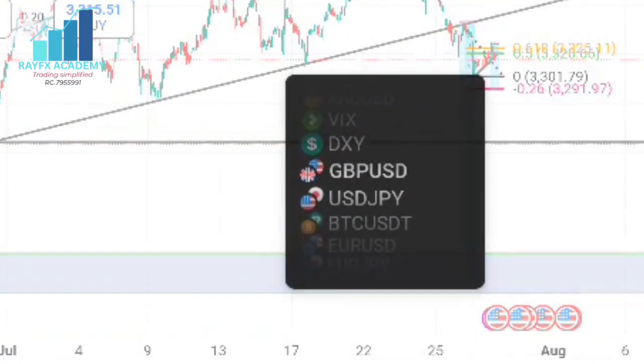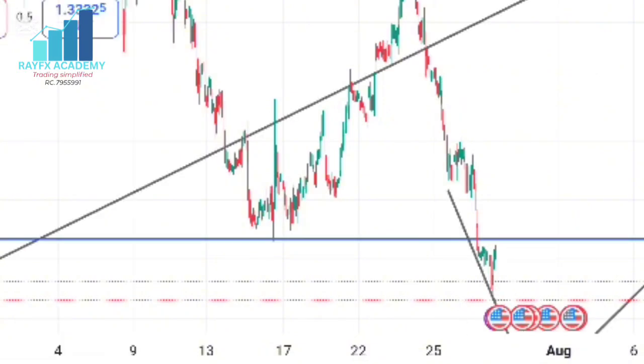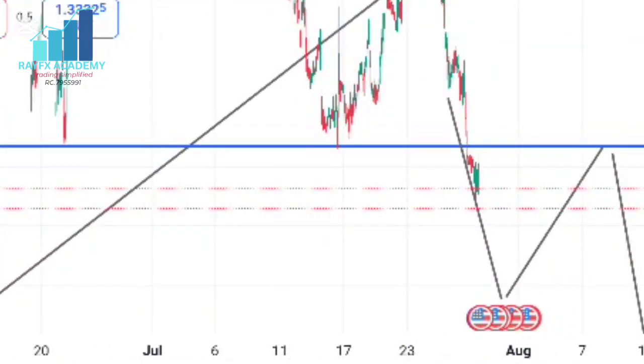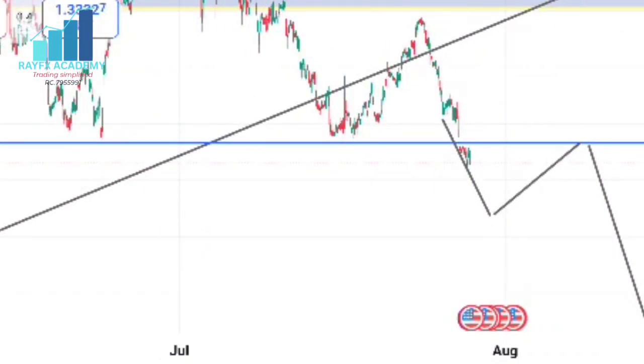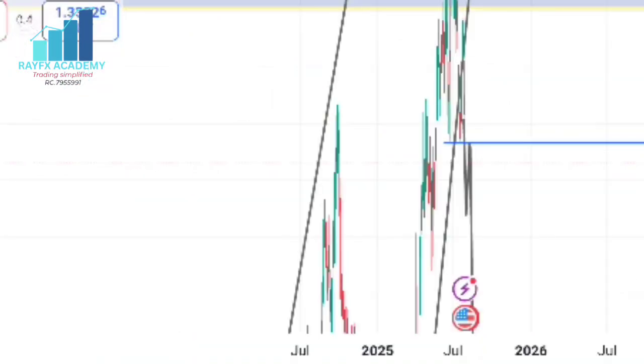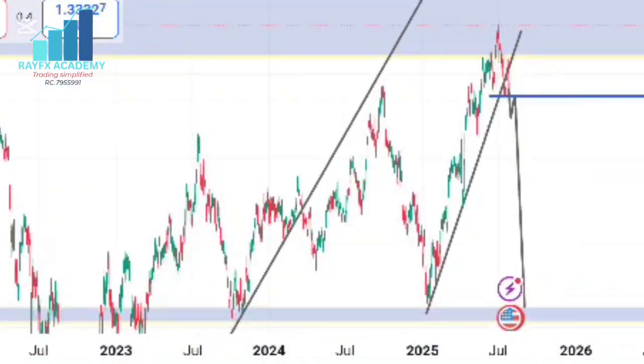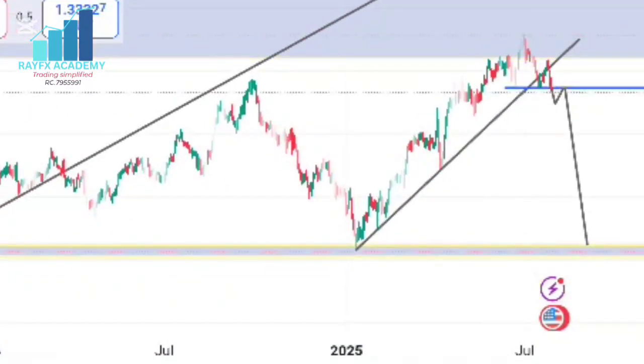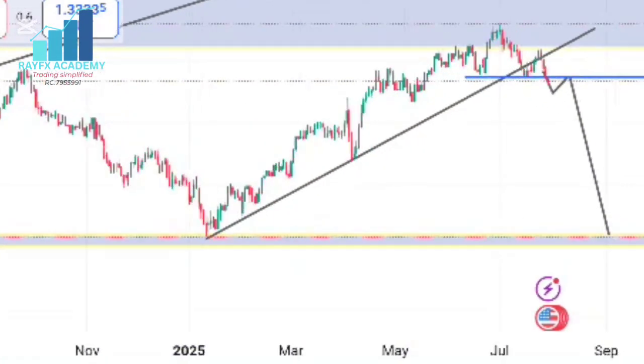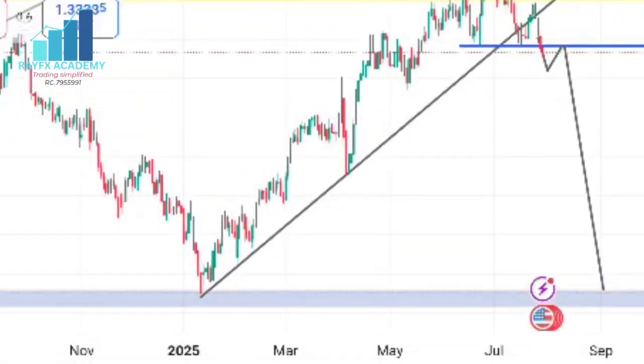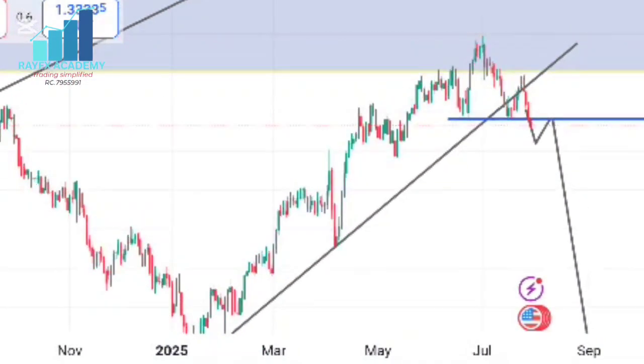And as for GU, we analyzed this bad boy since last week, and we are still holding on to this analysis. This is what we expect from GU. But this is a head and shoulder pattern. We've broken through the neckline.